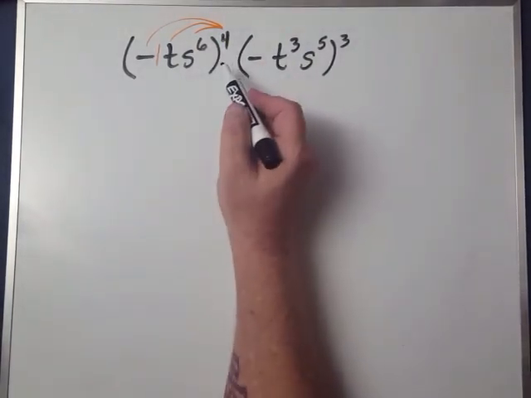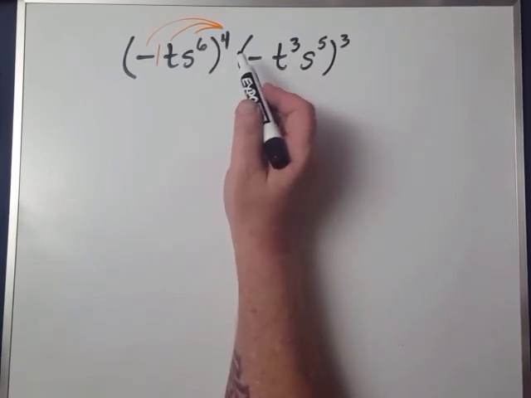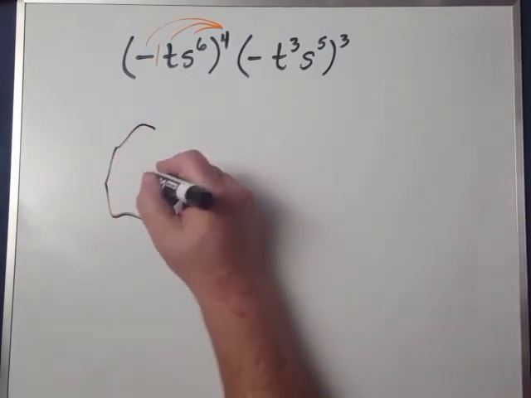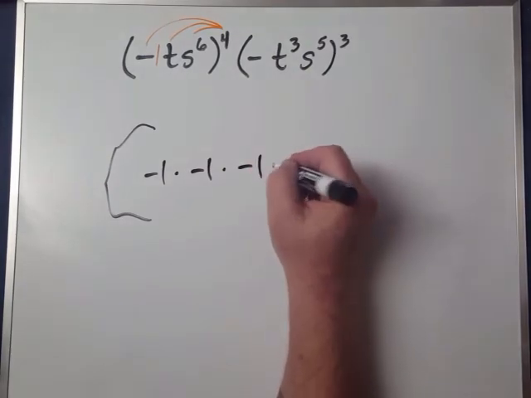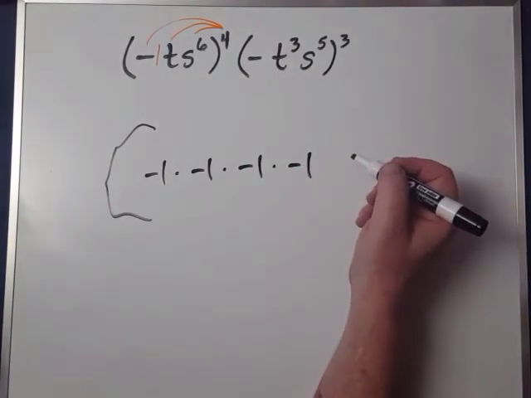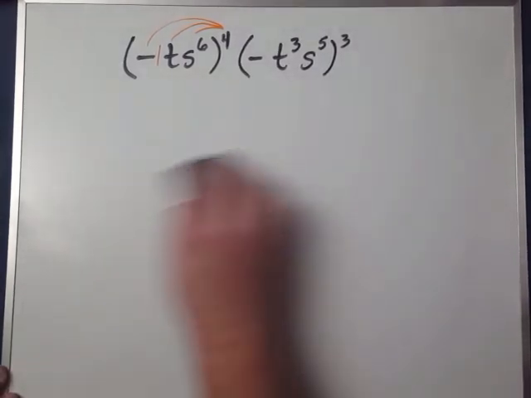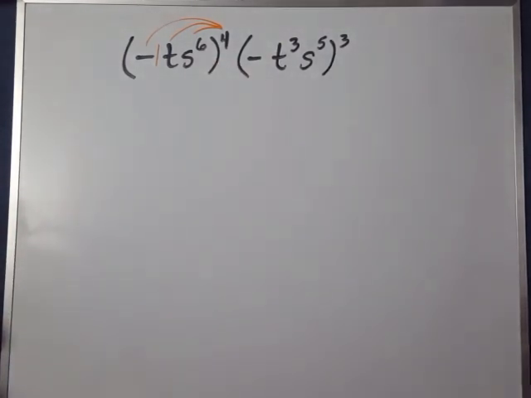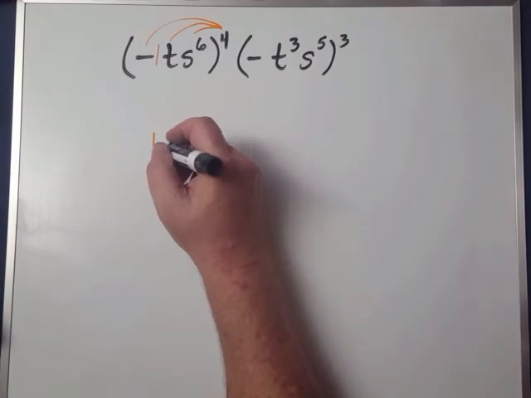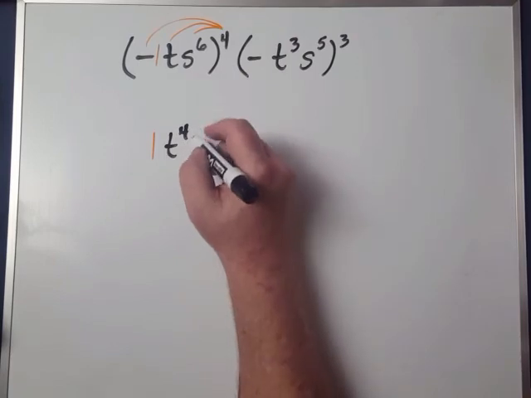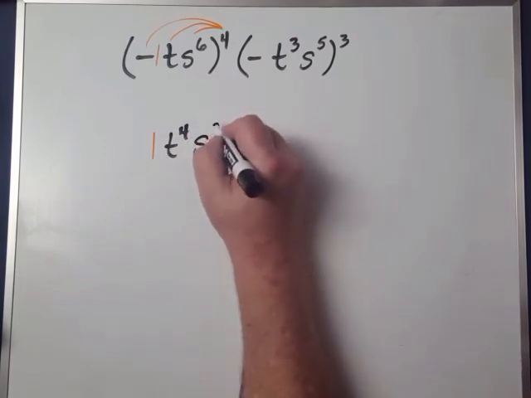-1 times itself 4 times. That would be 4 negatives. Does that turn out positive or negative? -1 times -1 times -1 times -1. Every pair of negatives makes a positive. So if I have a negative raised to an even power, it's going to give me a positive 1 that I would not typically write. T to the 4th, well, that's what we've got there. And s to the 6th to the 4th, power to a power, you multiply the powers to get s to the 24th.